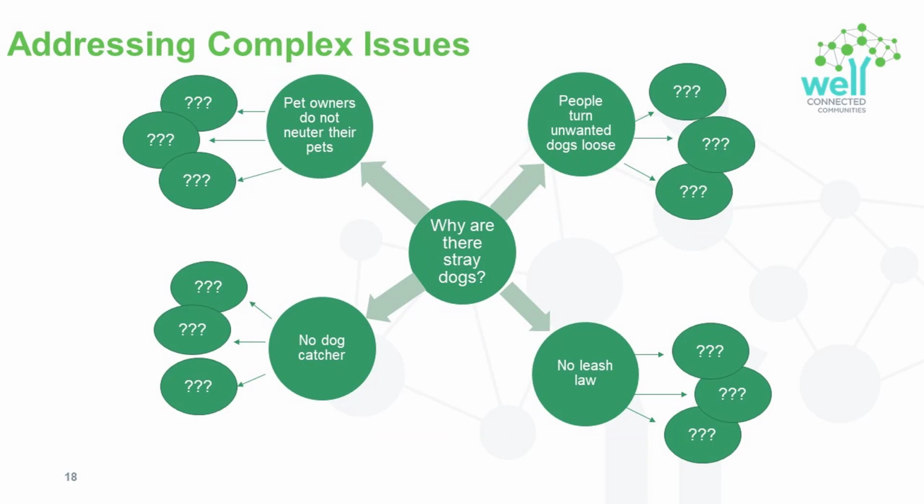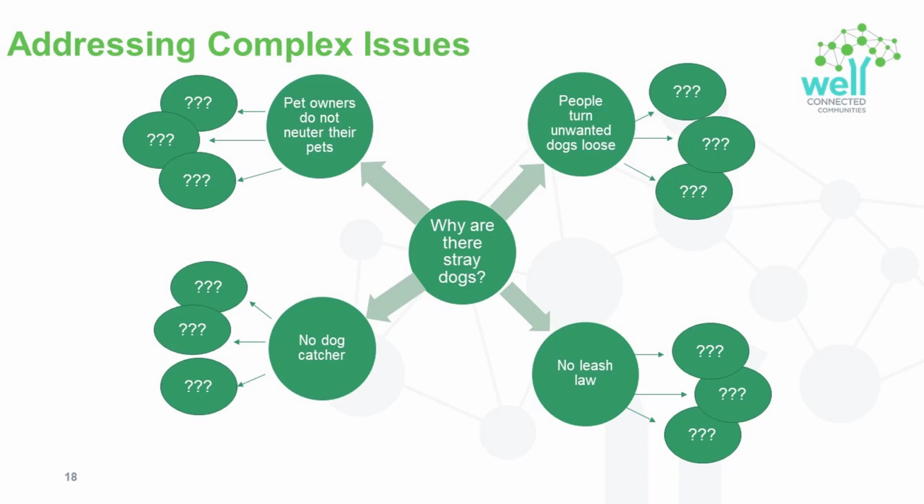For the sake of illustration, let's look at a model for addressing complex issues. This is called the stray dog model. Let's imagine your community has an issue with stray dogs. And this is what the community has identified as a key issue impairing their growth and development. We might start first by asking, why are there stray dogs?